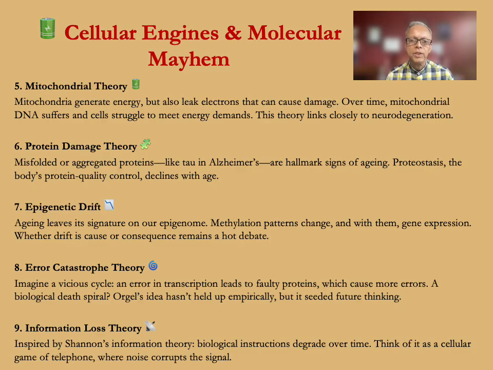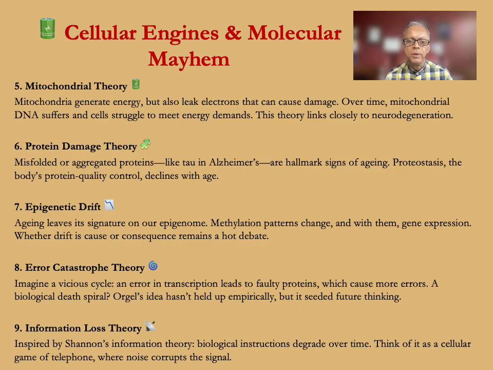The next theory is epigenetic drift. Aging leaves its signature on our epigenome. Methylation patterns change, and with them gene expression. Whether drift is the cause or consequence remains a hot debate. The next theory is the error catastrophe theory. Imagine a vicious cycle. An error in transcription leads to faulty proteins, which cause more errors, a biological death spiral. Orgel's idea hasn't held up empirically, but it seeded future thinking.